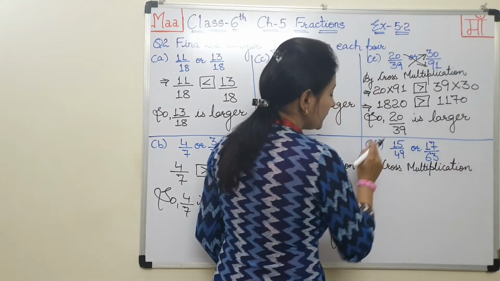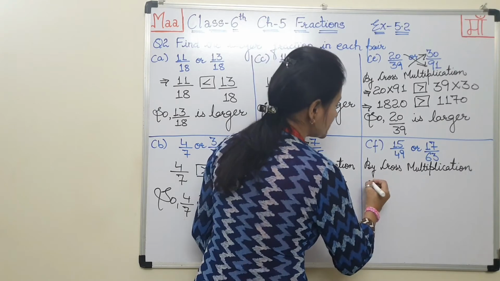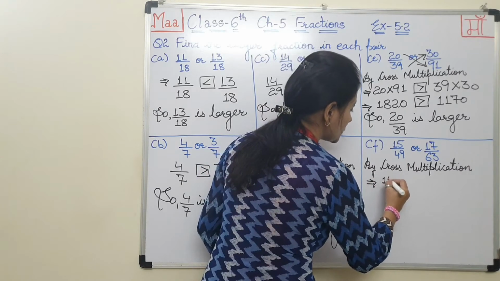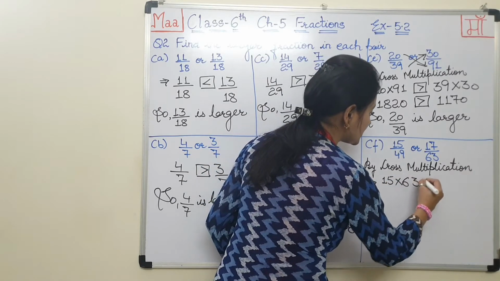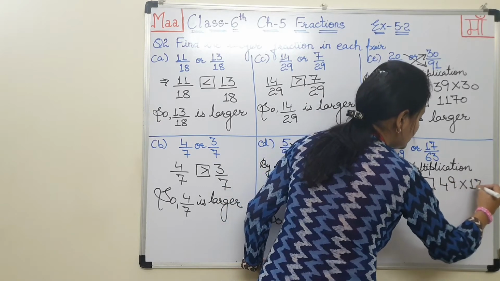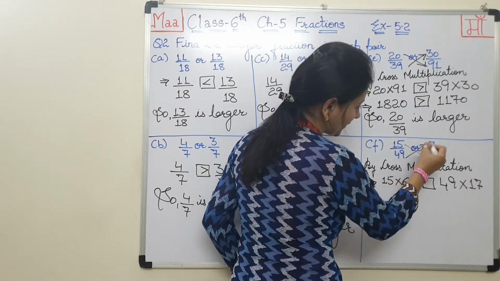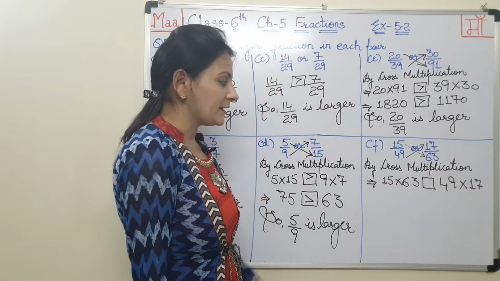Okay. Then in part F, again we can see that the denominators are different. So we will do cross multiplication. Here 15 will be multiplied by 63 and on the other side 49 will be multiplied by 79.